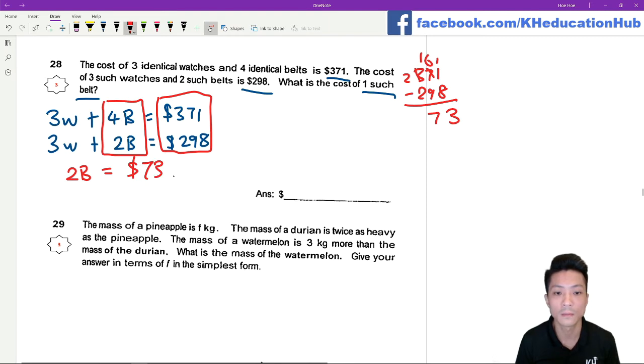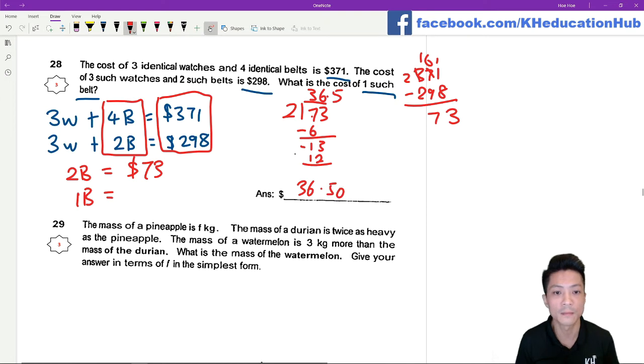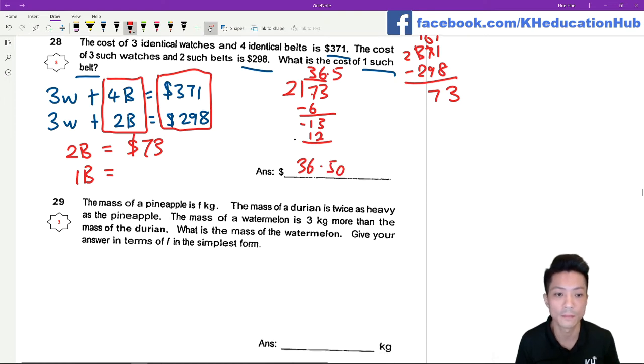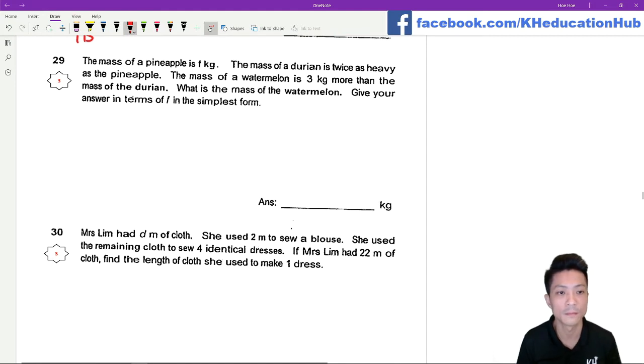$73, which means that 1 belt is 73 divided by 2, which is going to be $36.50.